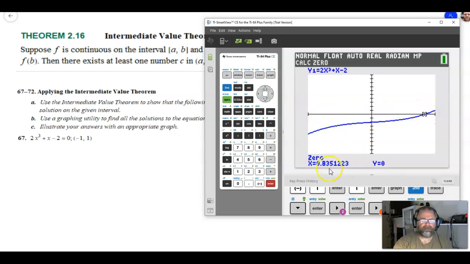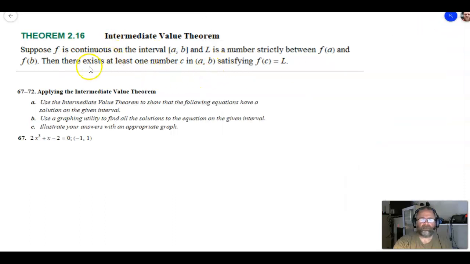and I can visually see that it's only going through the x-axis in one place. It says illustrate your answer with an appropriate graph, and this here would be the appropriate graph. Now remember, the intermediate value theorem only guarantees the existence of at least one number. So it could be 2, it could be 3, it could be an infinite number. So just keep that in mind.